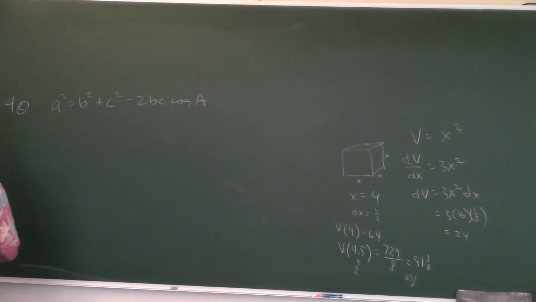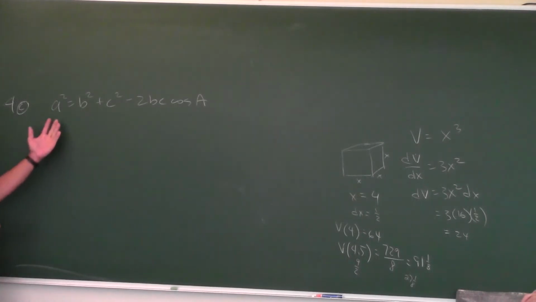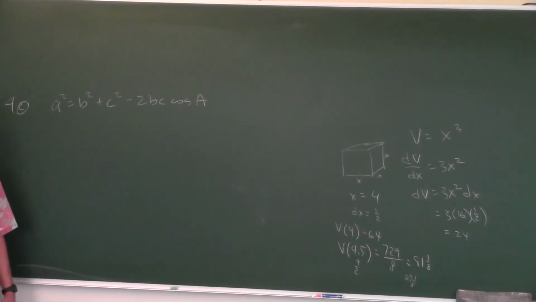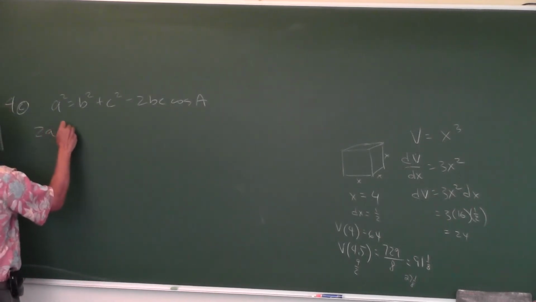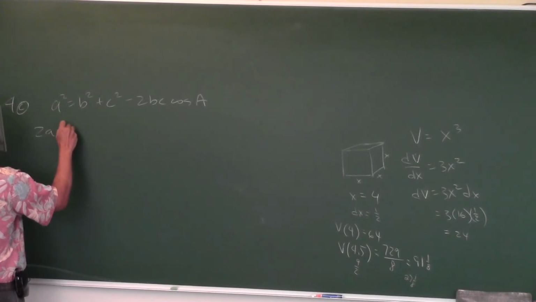So, do you want to solve for A? Or do you just want to do implicit differentiation? Well, can we do it? 2A, yeah. But see, this problem is not really multivariable calculus, because B is the only independent variable, right? All the other things are constant. So, 2A, how do we want to write this?